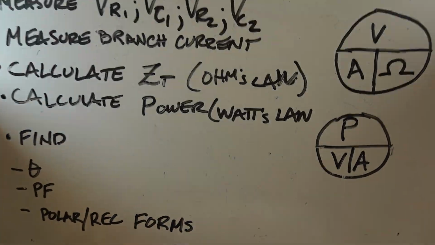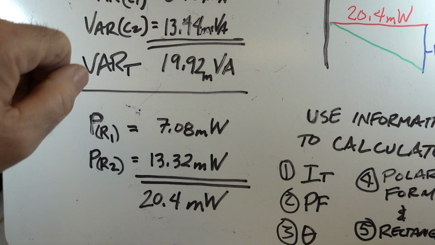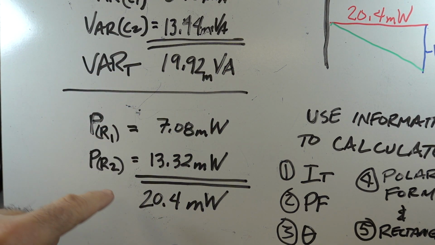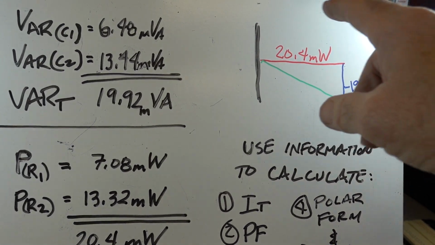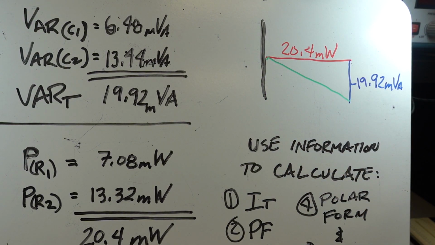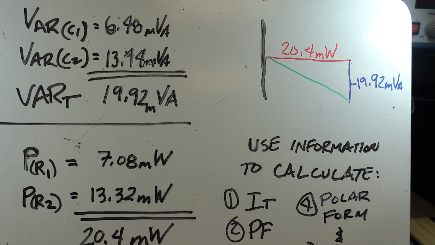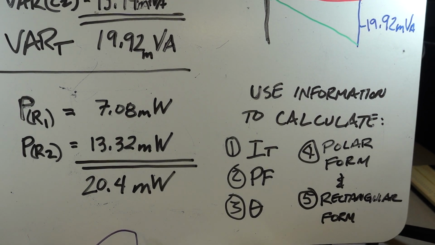If I look at the computations of this circuit, we're going to do something very similar to what we did last time. We're going to separate the power that's across the capacitors and keep those separate from the power that's across the resistors. And that's how we come up with our power triangle over here. We have a real power of 20.4 milliwatts across the resistors, and then we have the apparent power across the capacitors, which is 19.92.